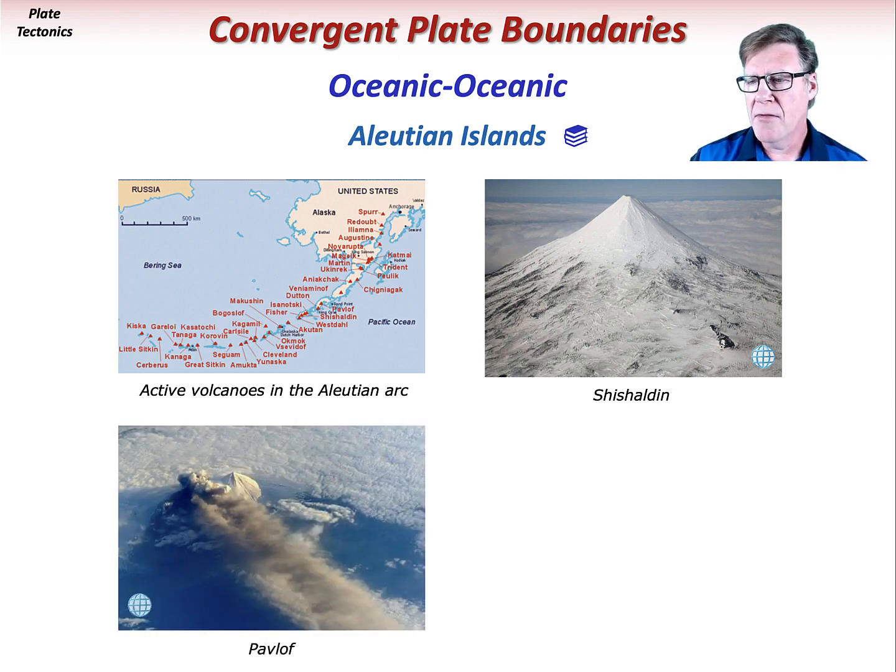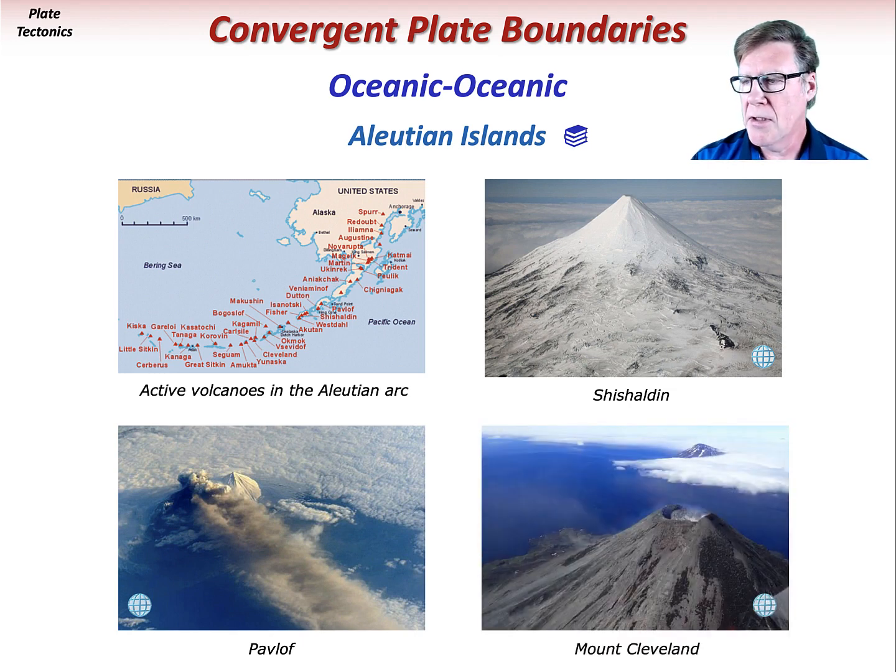Here is Pavlov in eruption mode, and it's located a little farther east, and since 1980, Pavlov is one of the most active volcanoes in the United States. And here is Mount Cleveland, part of the Islands of the Four Mountains, and like Pavlov is one of the most active volcanoes in the United States, and is a constant hazard to air traffic. These volcanoes are very similar in size and structure. Let's take a look at one of them. Let's look at Cleveland.